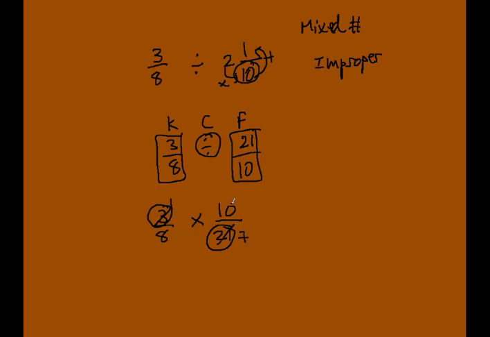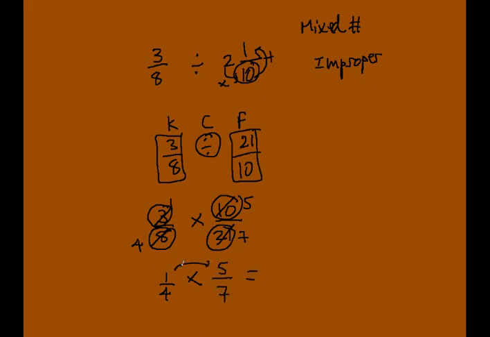What about 8 and 10? Yes, I can simplify it if I divide this and this by 2. Why? Because they're even, so I can easily see it. When they're even numbers, I can simplify them by 2. So 8 divided by 2 gives me 4. 10 divided by 2 gives me 5. So what do I have left? I have 1 over 4 left here, times 5 over 7.